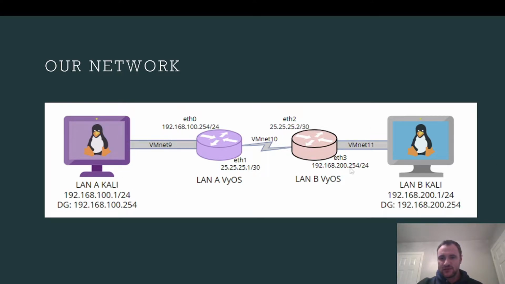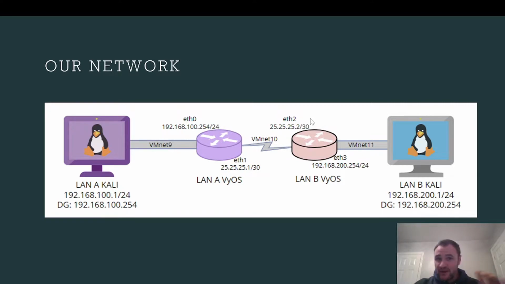So this is already set up, and I'll be showing us that the 2 Kali boxes, they've already got their IP addresses. This Kali box can ping all the way up to its default gateway. This VyOS can ping this host and can ping this IP address, but it can't ping the other side, because we've not assigned it yet.